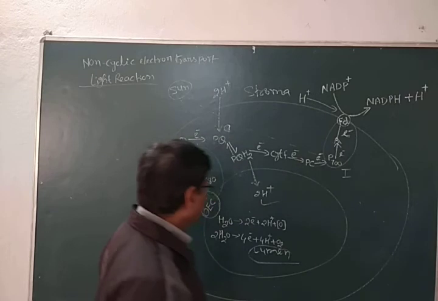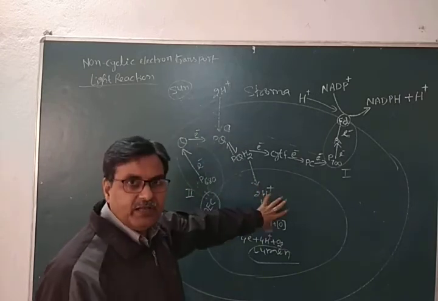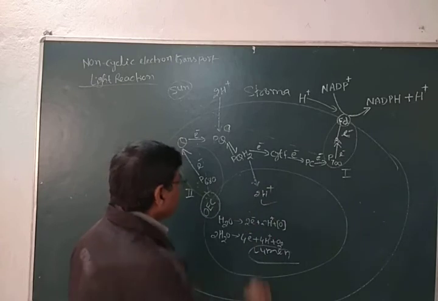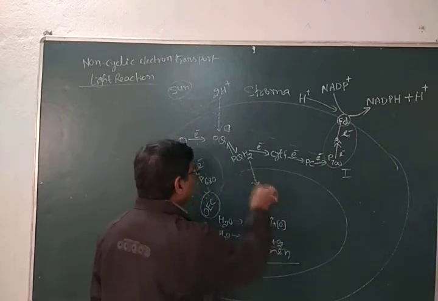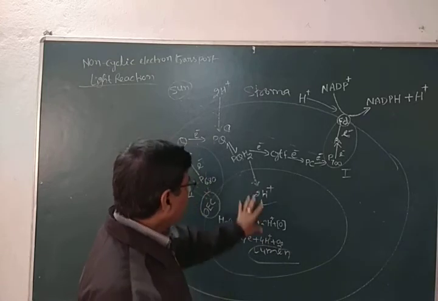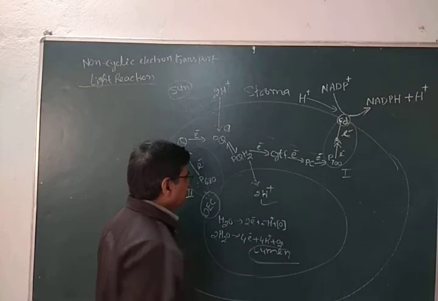So what we learned is that the proton from the stroma now comes into the lumen of this thylakoid. So this is the hydrogen proton now accumulated in the lumen of the thylakoid. So this is the electron transport chain.